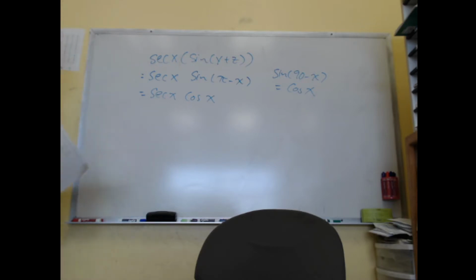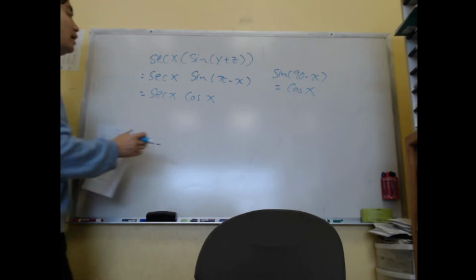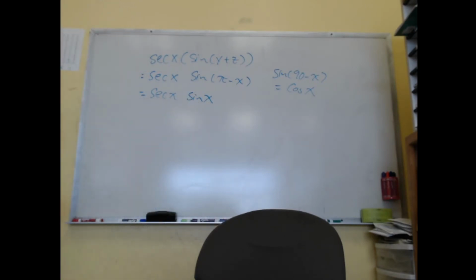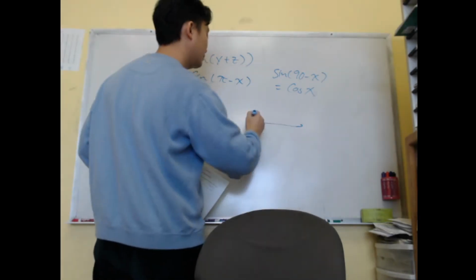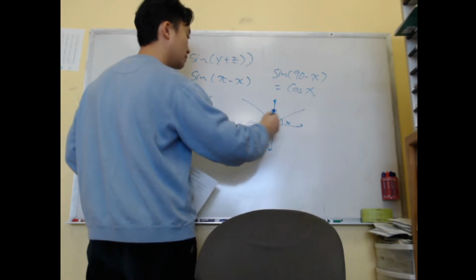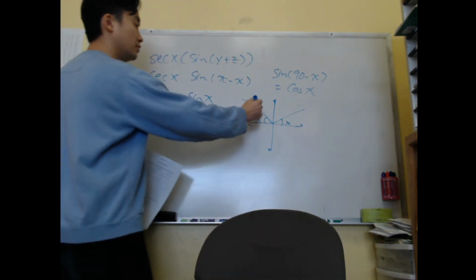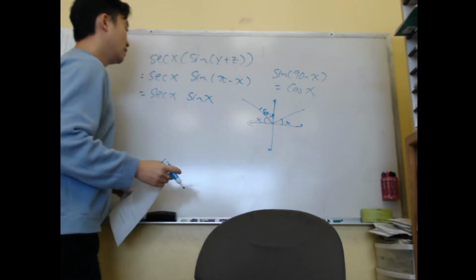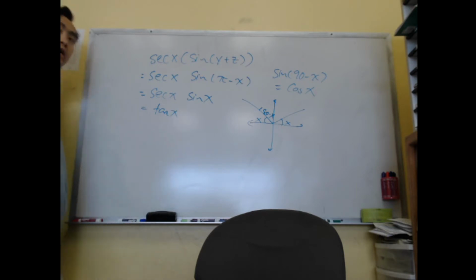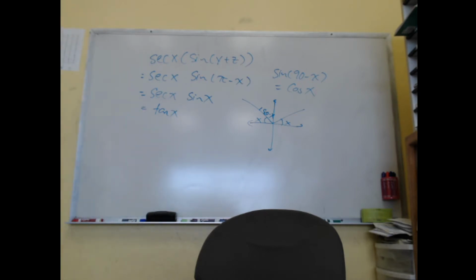It's just sine x, right? You're right, using the reference angle. Is that because the reference angle is right here? So 180 minus x. Okay, so now just tangent x. The secant is what? 1 over cosine. Sine over cosine. It's not that bad.